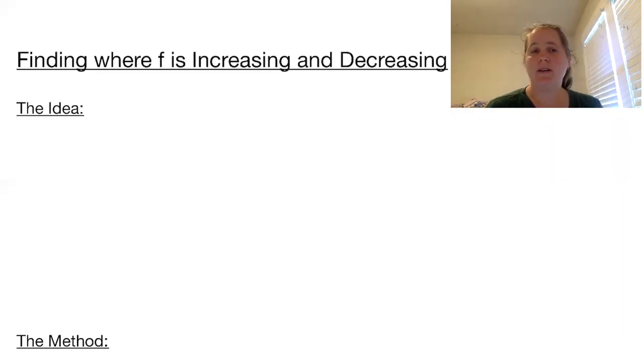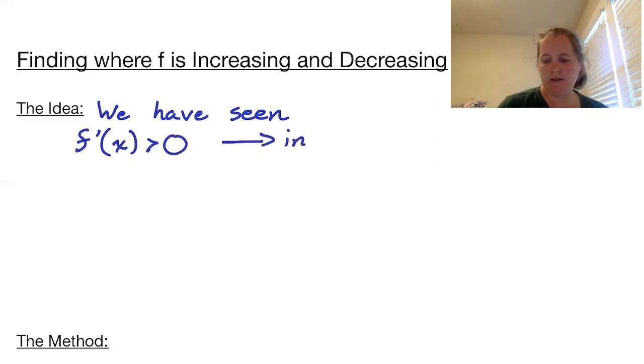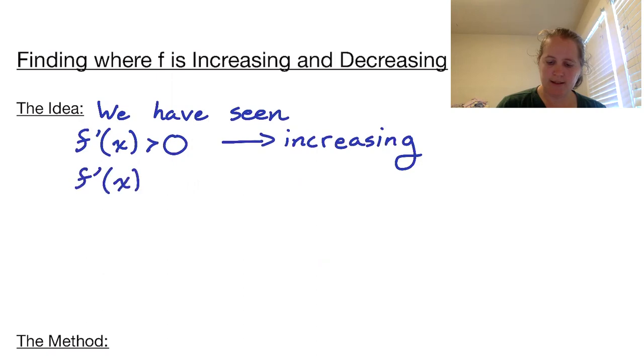So welcome to finding where f is increasing and decreasing. So the idea here, we have seen that if f prime of x is greater than 0, it means f is increasing. And similarly, if it is increasing, we should have f prime of x greater than 0 if f prime exists. If f prime of x is less than 0, we have decreasing.